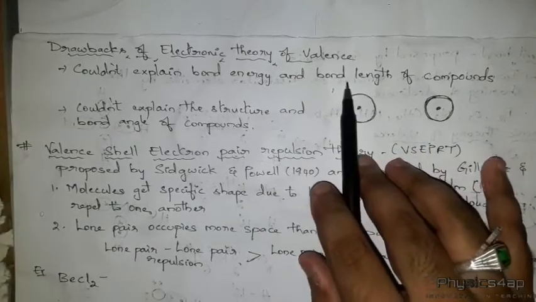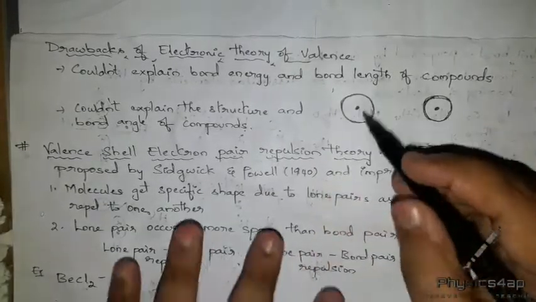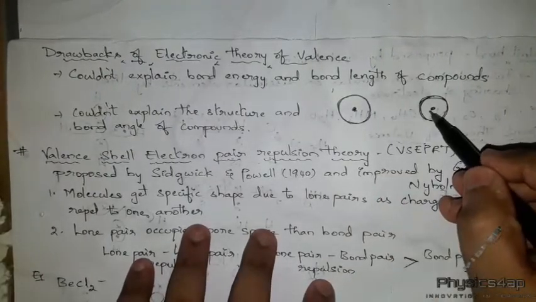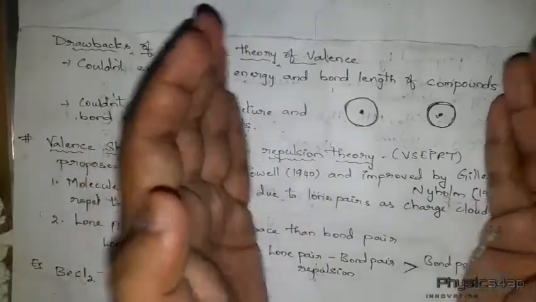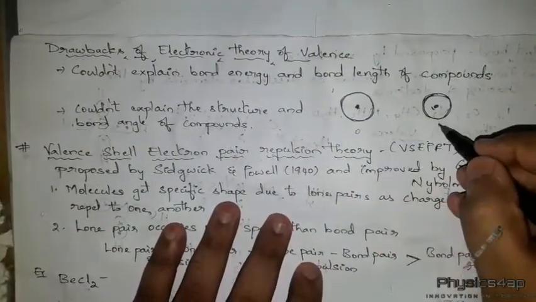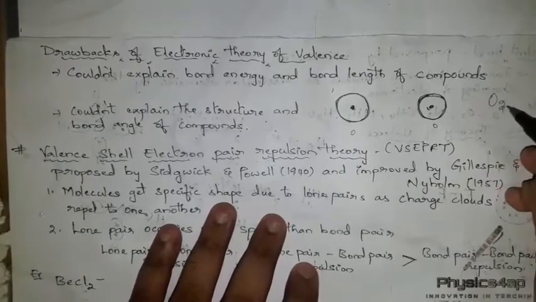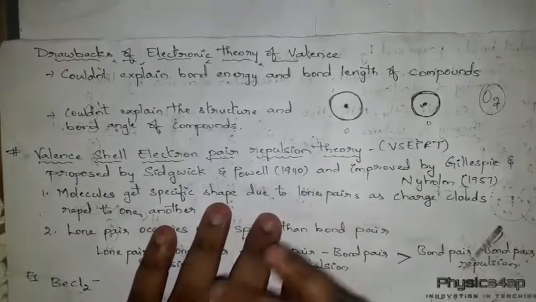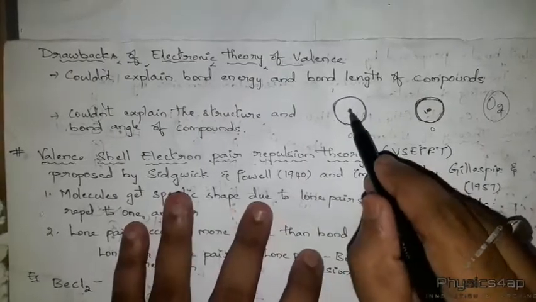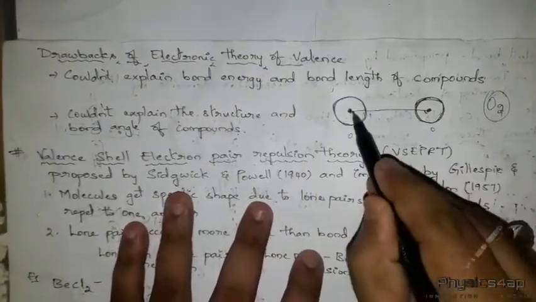We will discuss bond length first. Here we have 2 atoms, consisting of 2 nuclei. Now suppose these 2 are combined together. For example, this is an oxygen atom and this is another oxygen atom. These 2 are combined to form an O2 molecule. When these 2 are combined together, they form a bond between them, and this is the bond between them.